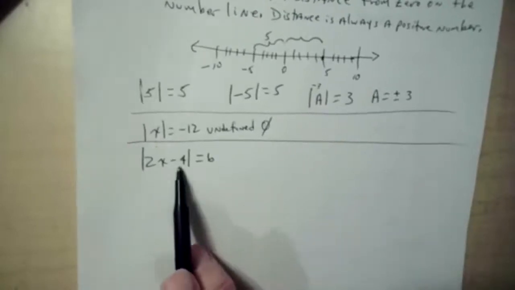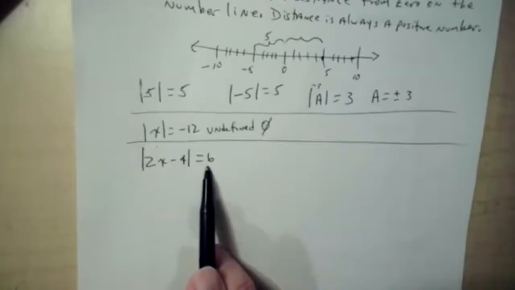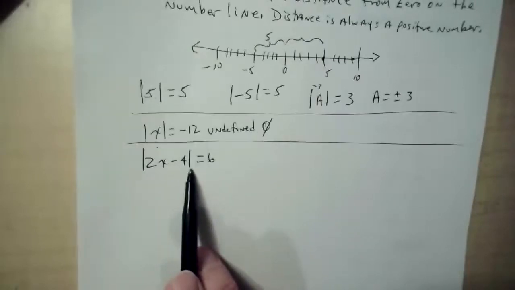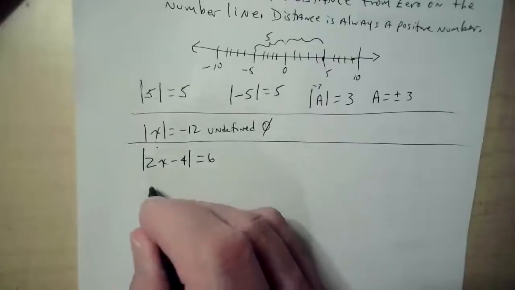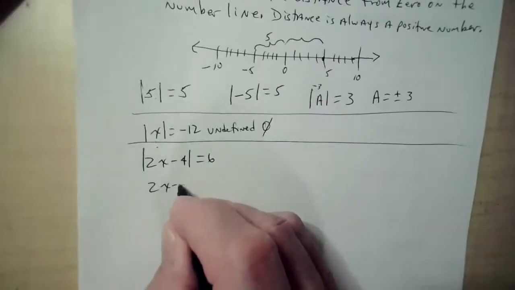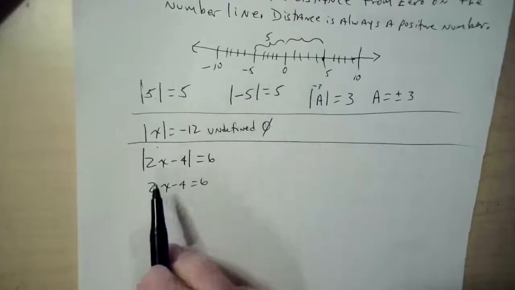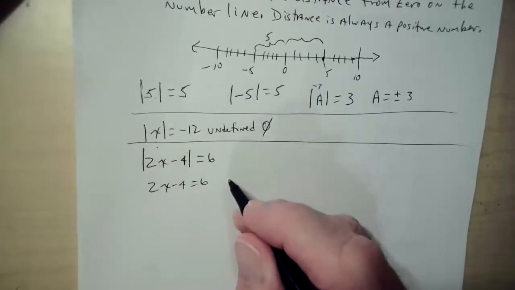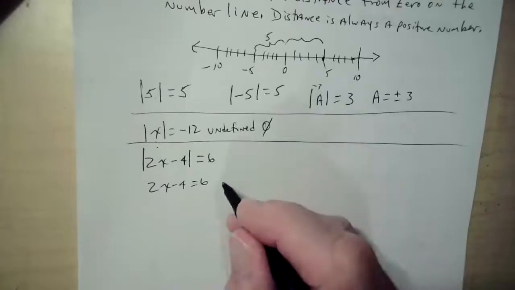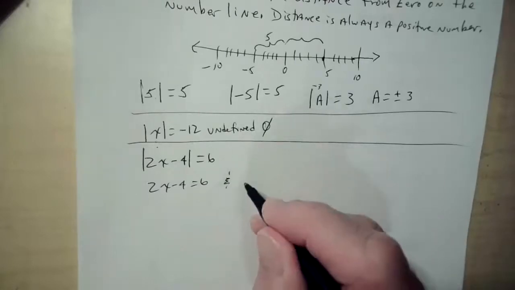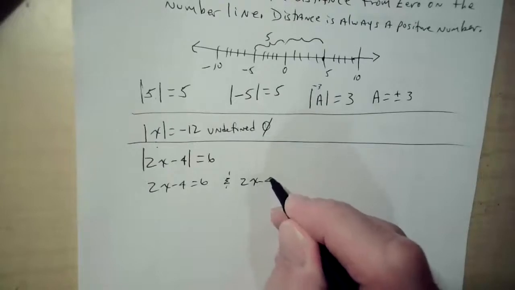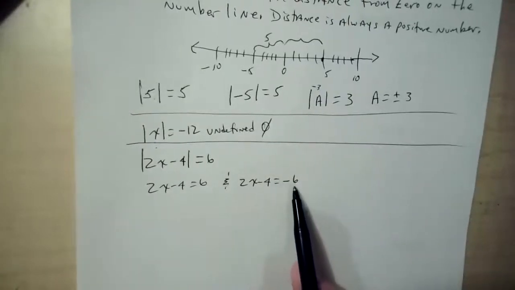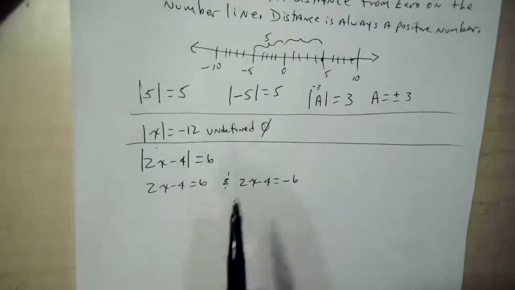Okay, so we have, I'm sorry, the absolute value of 2x minus 4 is 6. So we have two possibilities here. We have 2x minus 4 is 6. Now see, we took it out of the absolute value sign. Or actually, and 2x minus 4 equals -6. Now it can equal negative because it's out of the absolute value sign.